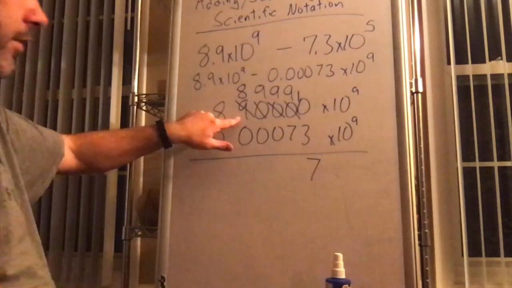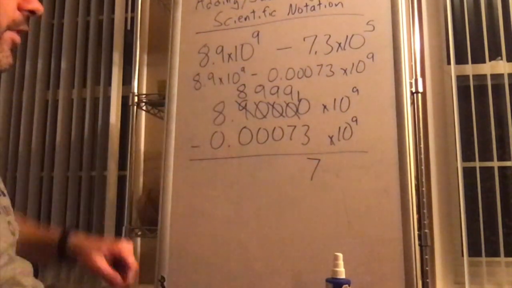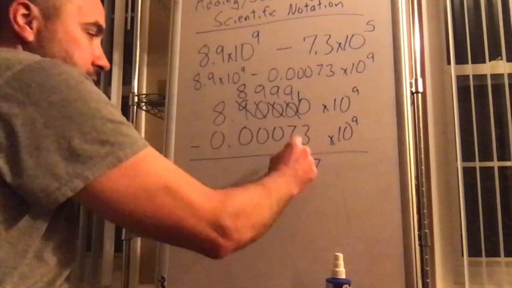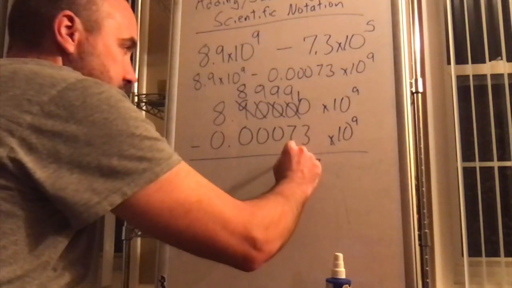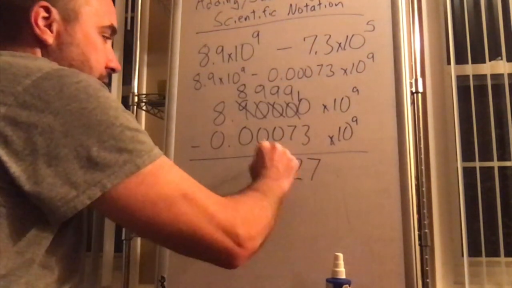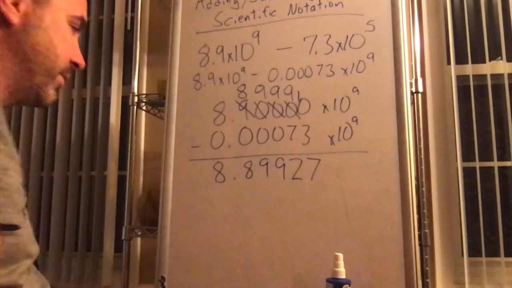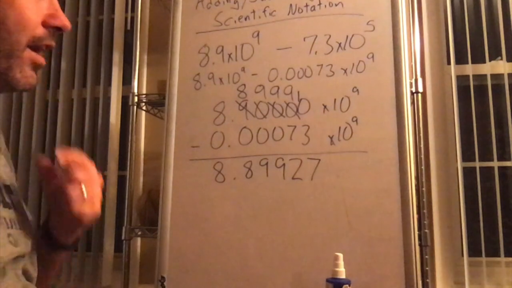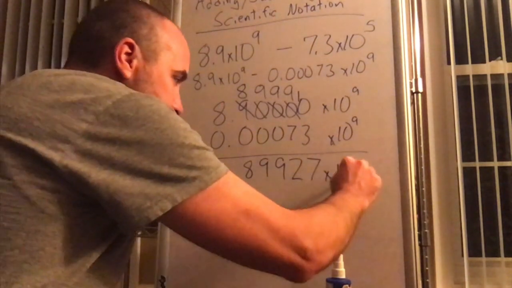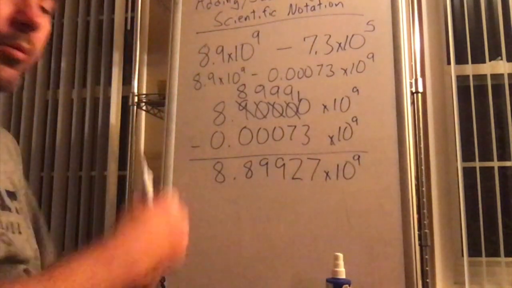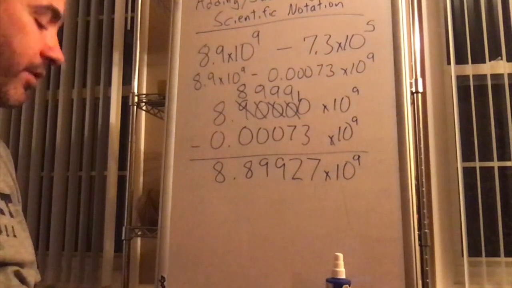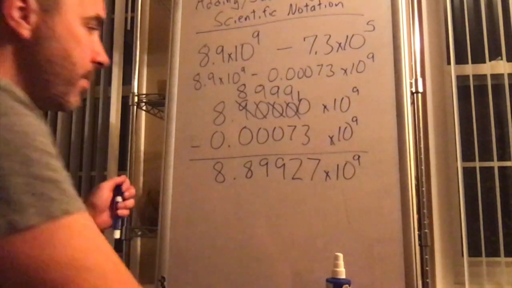Now, that wasn't 0, so we're good there. So 10 minus 3 is 7. 9 minus 7 is 2. And then we have 9, 9, 8, and 8. So we got 8.89927 times 10 to the 9th, keeping that common power, kind of like the common denominator there. All right.